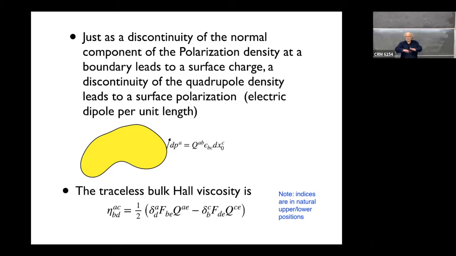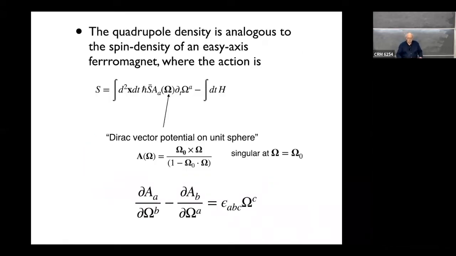You just know you've got some quadrupole density and you've got some Faraday tensor, and that's the local. They have local values, and that's the local value of the whole viscosity. Okay, so what should we say? The quadrupole density is actually analogous to the spin density of an easy axis ferromagnet.